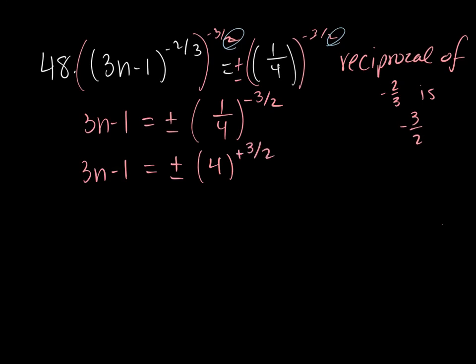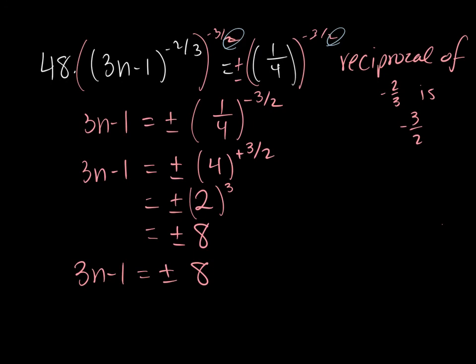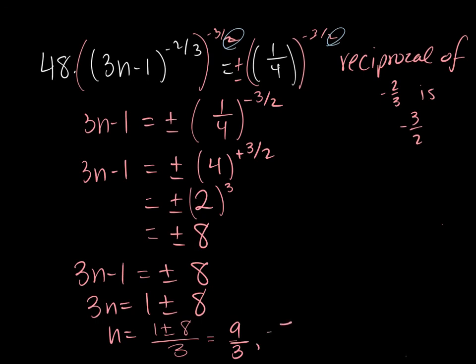And then the square root of 4 is 2, and this is going to be cubed, so we get plus or minus 8. So 3n minus 1 is equal to plus or minus 8. I'm going to add 1 to both sides, and then divide by 3. So I get 9/3 or negative 7/3, which simplifies to 3 and negative 7/3. And if you check the answers, you'll see that both of those work.